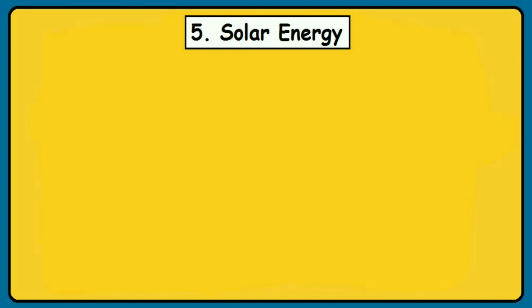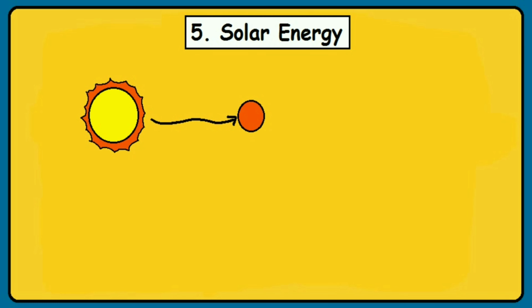Next is solar energy. Sun is the ultimate source of energy. The plants obtain their food from photosynthesis. Then the plants are eaten by other organisms. Without the sun, life would have been impossible.